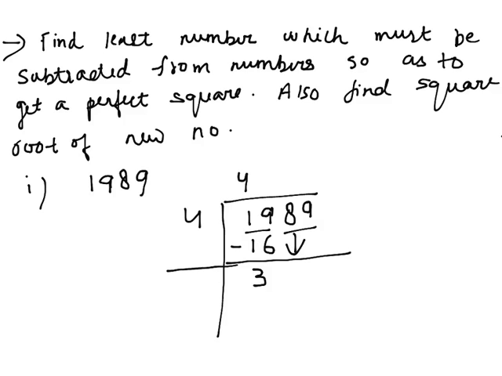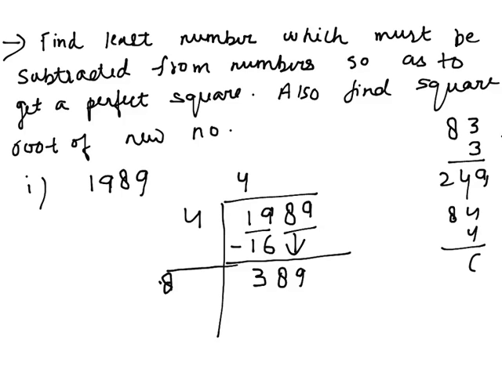So here we will copy our next pair, that is 89, and we will double the digit over here, that will be 8. Now we have to find out a number that will give us a number less than 389. So let's start. If we go with 3, 83 times 3 will give us 249. So let's take 4. 84 times 4 will give us 336. So this is much nearer to 389.